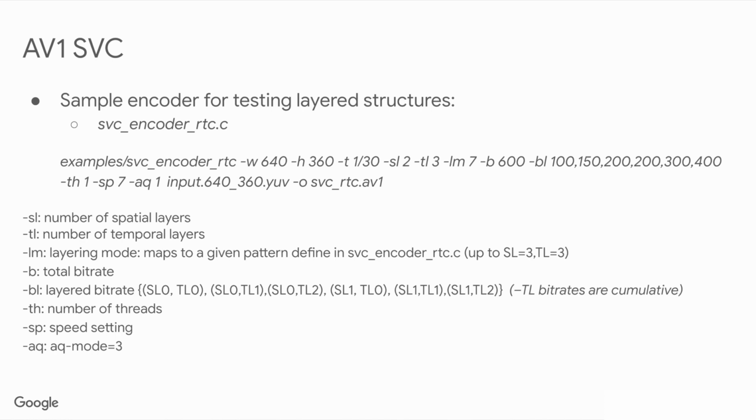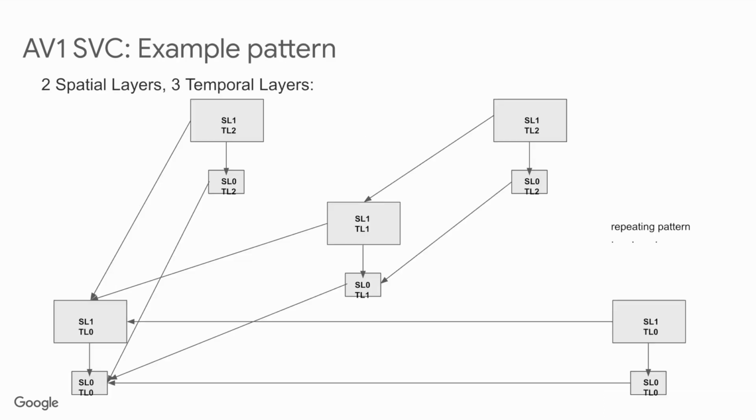And also there's a parameter LM, which is a layering mode parameter, which maps to a pattern defined in the sample encoder. And there are various patterns up to, again, 3 spatial, 3 temporal layers. At the command line, you have to specify the total bit rate for the stream, and then also the layered bit rate for each spatial temporal layer. There are some other settings on the command line, like the number of threads or the speed and the AQ mode and so on.